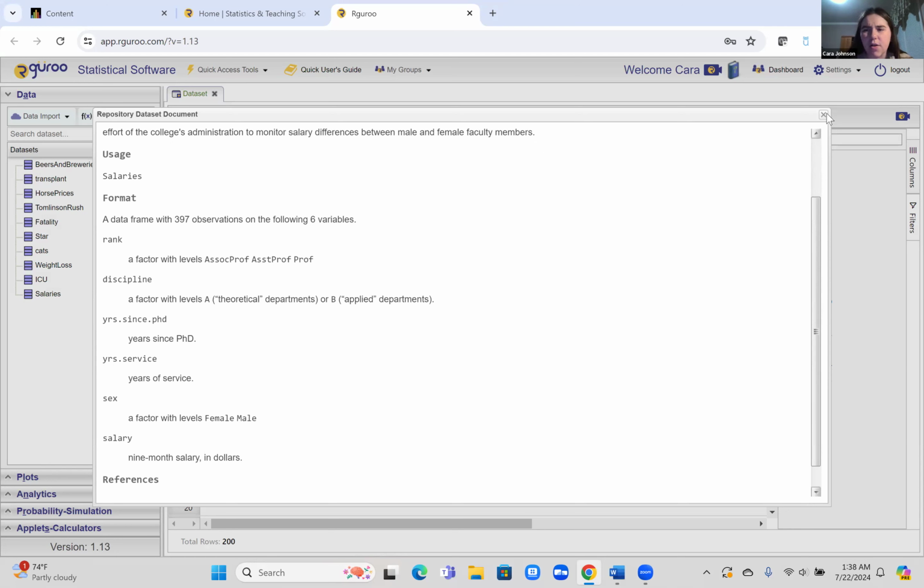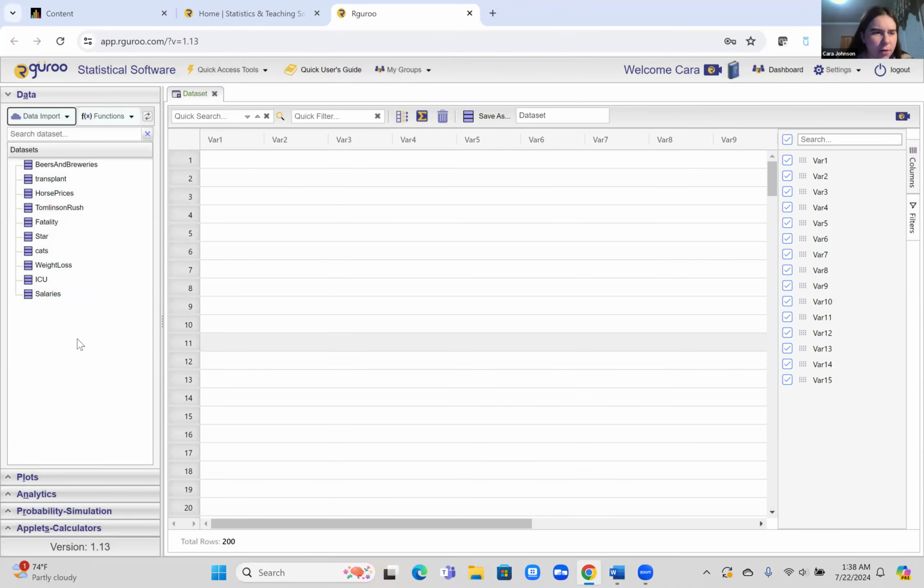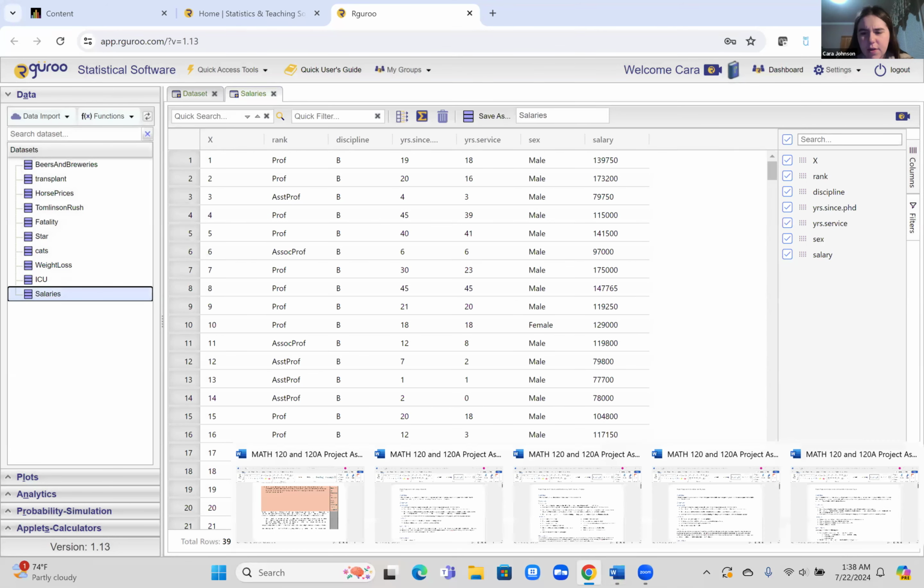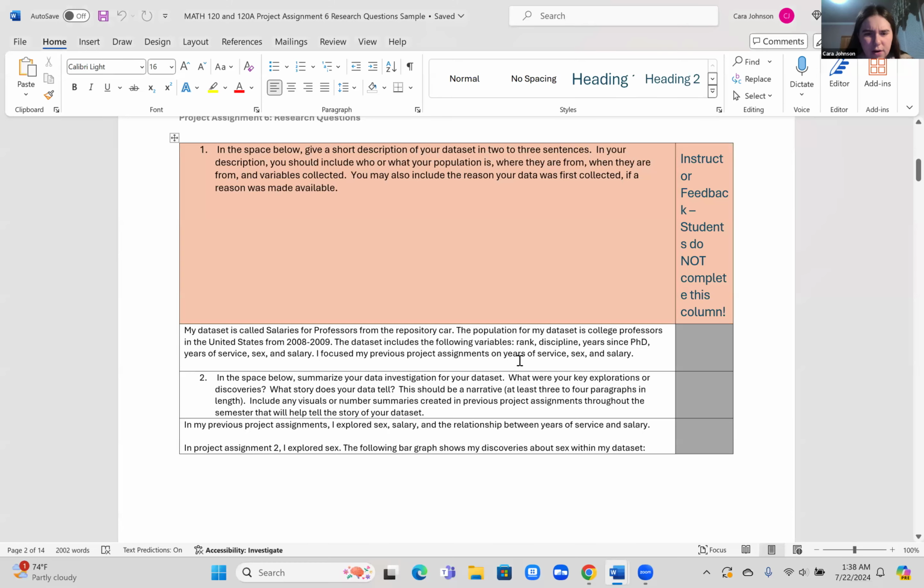So I want you to list all the different variables, not just the ones that you explored for the first project. So if you double click and open the data set, I can see rank, discipline, years since PhD, years of service, sex, and salary are my variables. Remember, the X variable is just a meaningless label variable, like person number 1, person number 2. So I listed what all the variables are here, and then I said what I focused my previous projects on, which was years of service, sex, and salary.